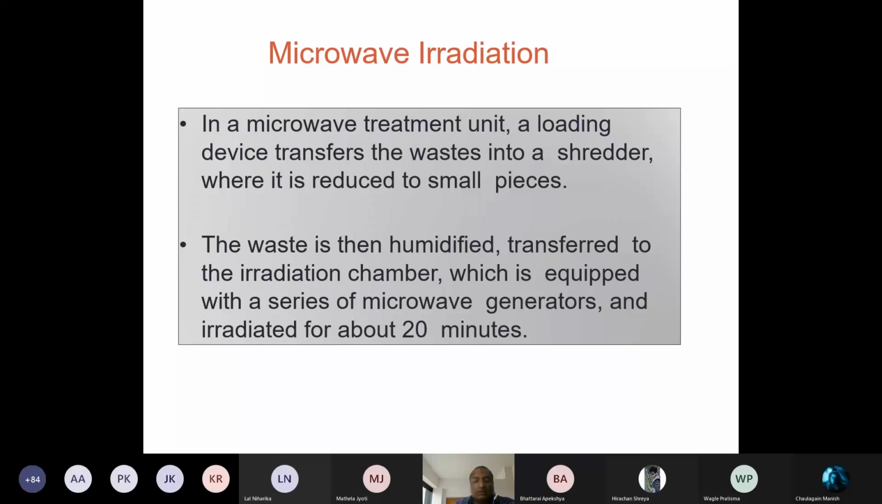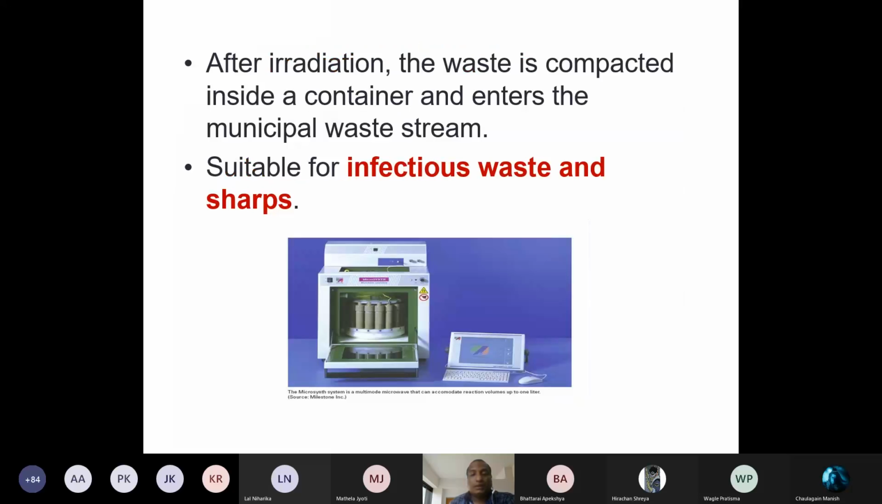The other is microwave irradiation. This is one of the types, if you have this type of instrument, then you can use it. You have to have a very big irradiation chamber. So it is sophisticated also. If you don't have it, then you can simply add some chemicals. You can autoclave that. Suitable for waste and so on.